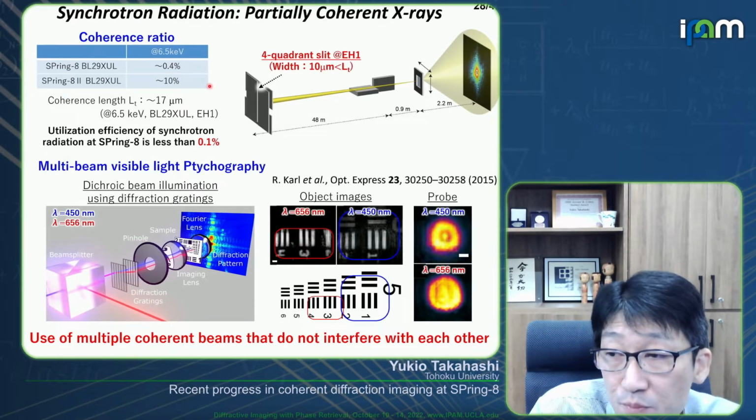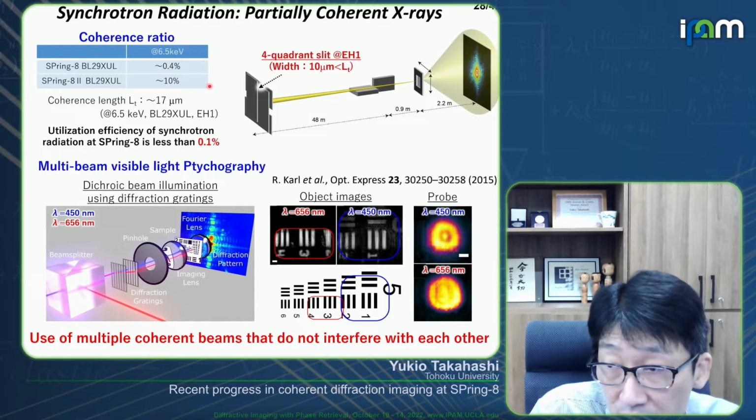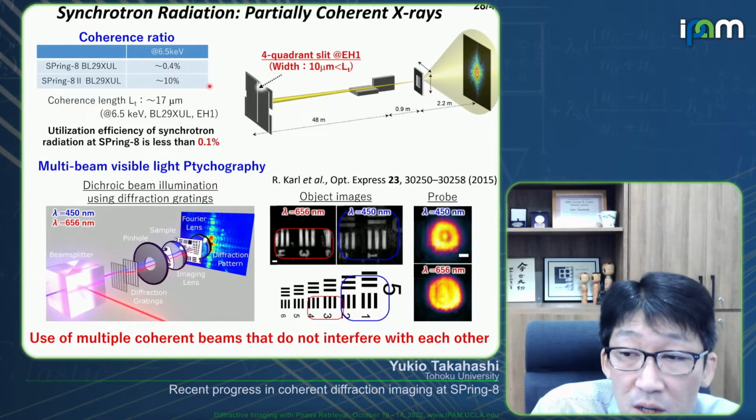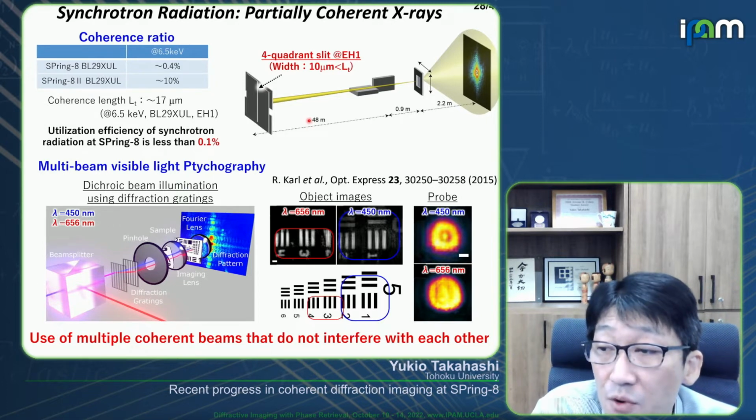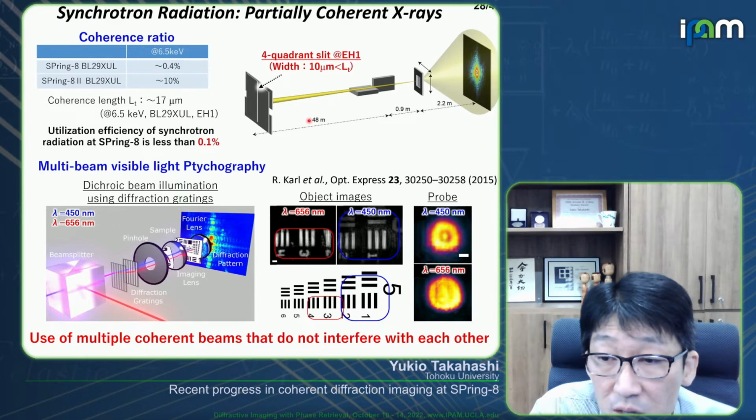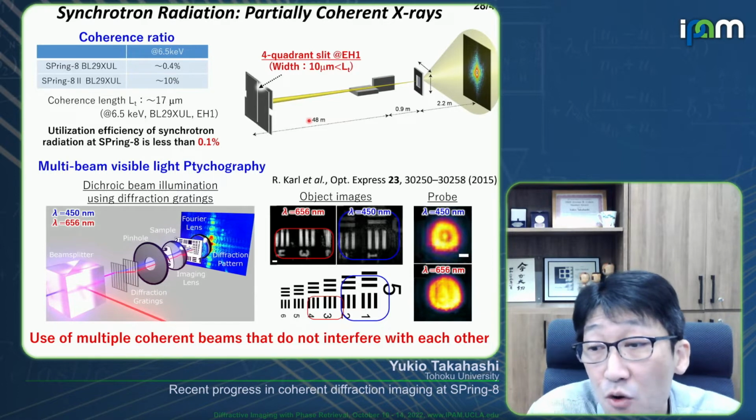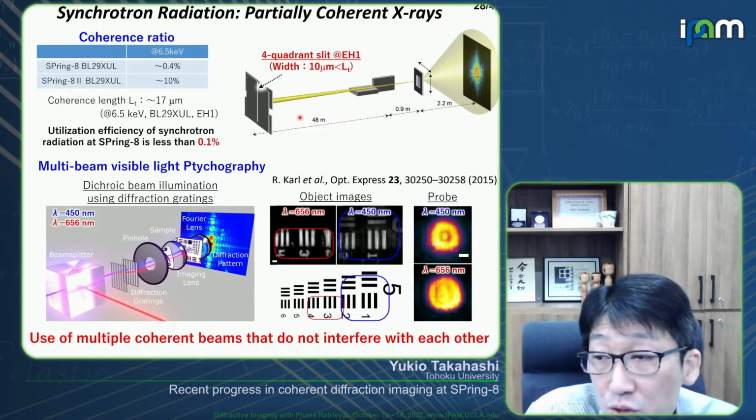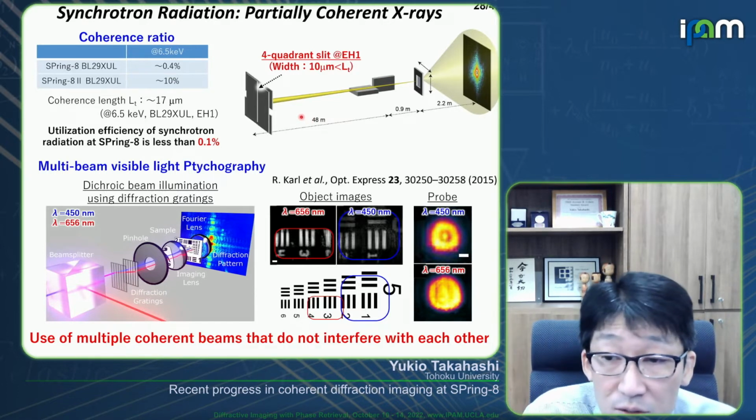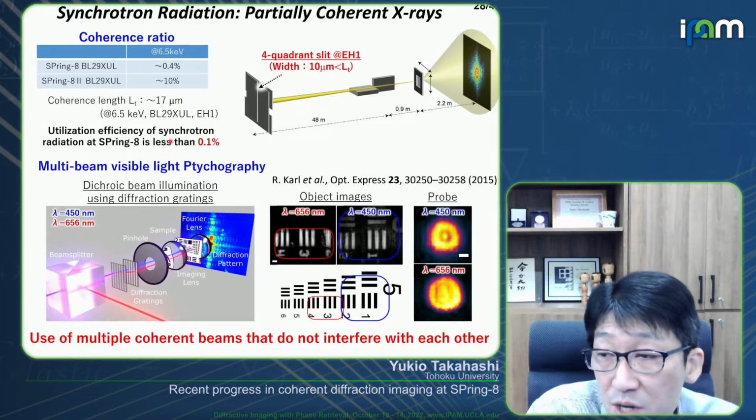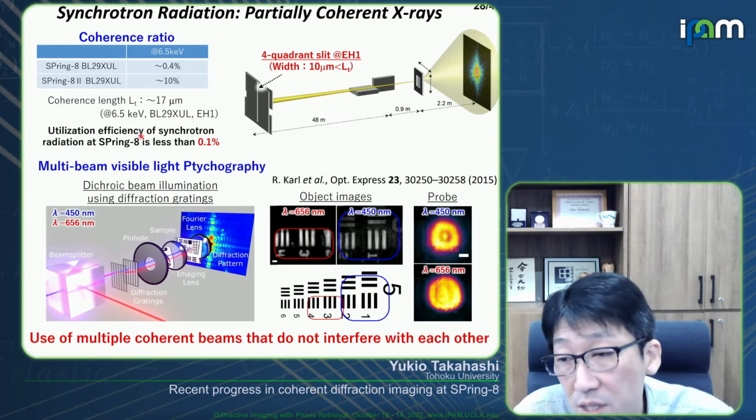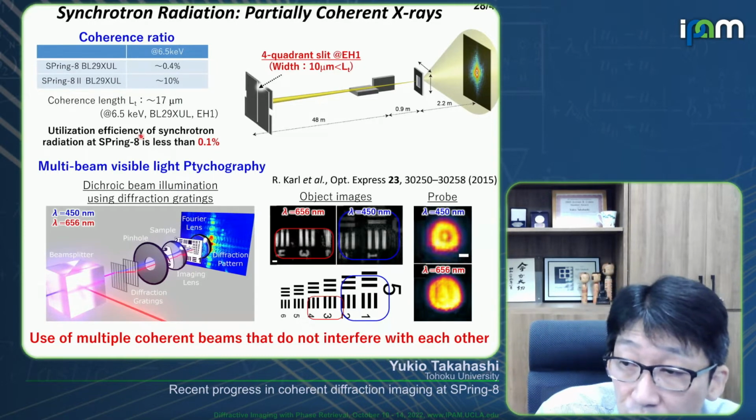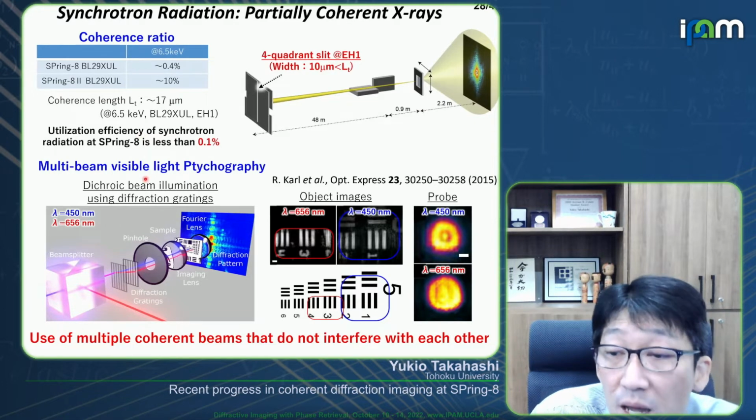To ensure spatial coherence of the incident X-rays, a four-quadrant slit is set upstream of the sample. Its aperture is sufficiently smaller than the spatial coherence length, and this is used as a virtual light source. Currently, the utilization efficiency of synchrotron radiation at SPring-8 is less than 0.1%. Therefore, in order to increase the utilization efficiency, we have proposed multi-beam ptychography.